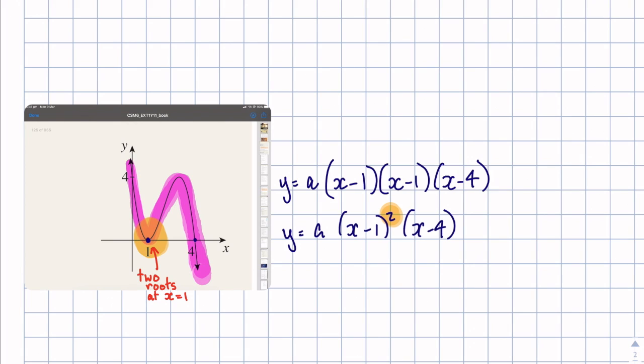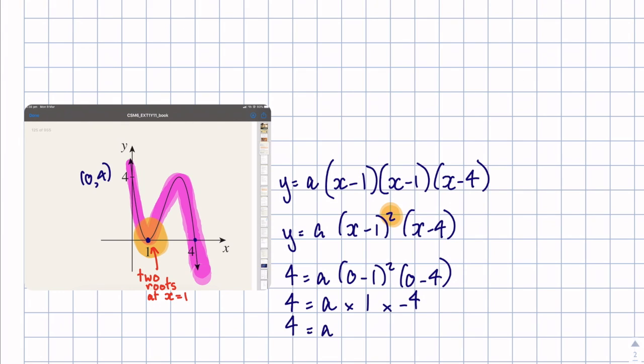That's all. And now if we actually wanted to find the equation of this, well, the only unknown I have is a. This is the point 0, 4. So I'm going to do this like we did with the quadratics. 4 equals a times 0 take 1 squared, 0 take 4. 0 take 1 squared is 1. 0 take 4 is negative 4. So 4 equals a times negative 4. So a is negative 1, so y equals negative x take 1 squared, x take 4. And that's kind of them.